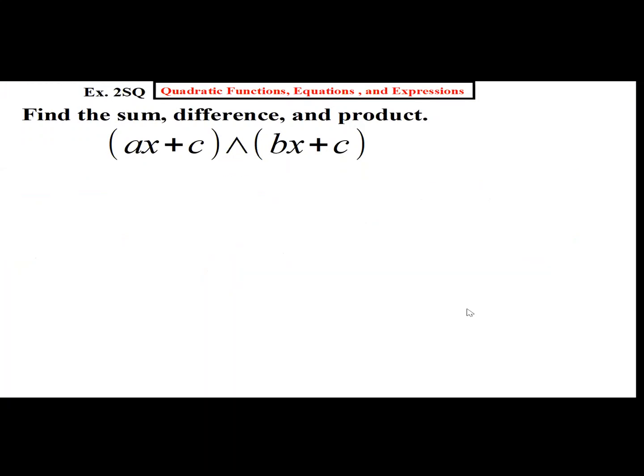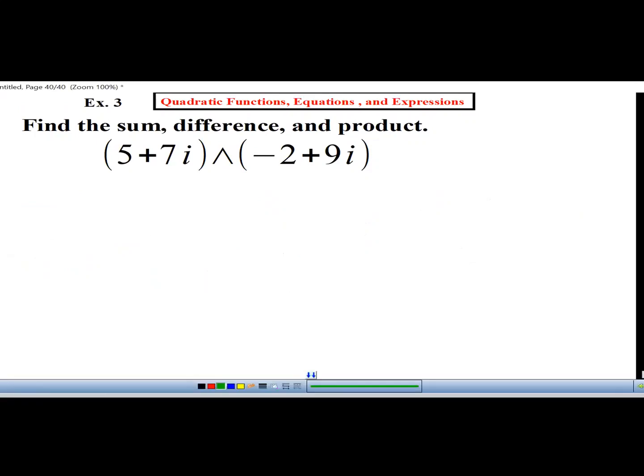Let's go. Example 3, copy this. Find the sum, difference, and product of 5 plus 7i and negative 2 plus 9i. You're like, Mr. Q, haven't we been doing these? Of course. But believe it or not, let me give you a shocker. Ready for the shocker? Believe it or not, there's some people that don't do their warm-up. Can you believe that? And they're like, no way. Oh, yes. I sense it in the force. So let's do this one together.